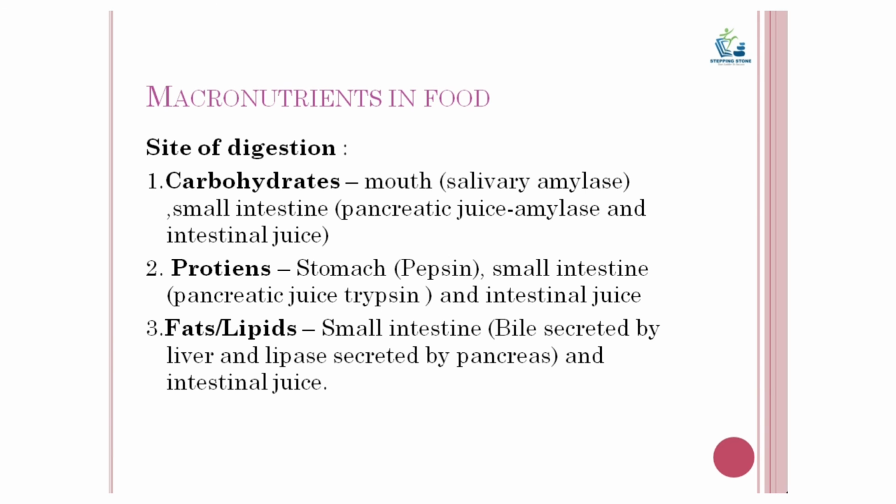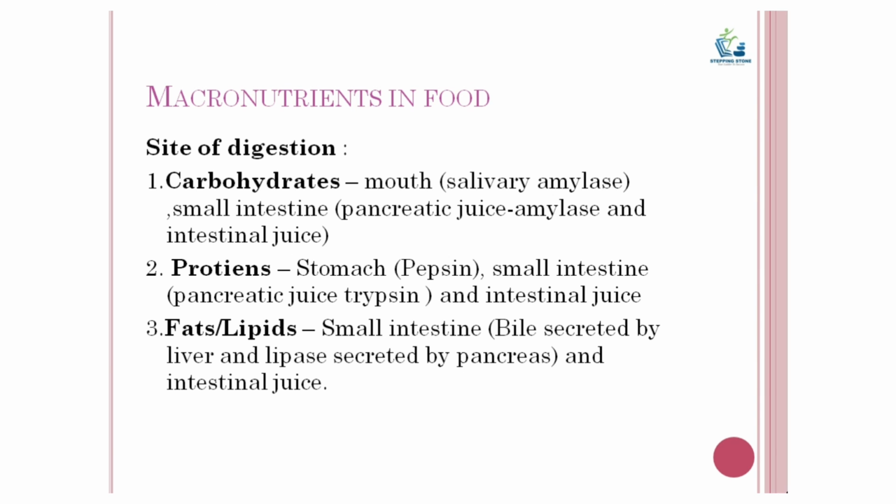So carbohydrates. The digestion of carbohydrates begins in the mouth with the help of salivary amylase. Then pancreatic juice contains amylase, which helps in the further digestion of carbohydrates in the small intestine. And finally complete digestion of carbohydrates takes place in the small intestine with the help of intestinal juice.